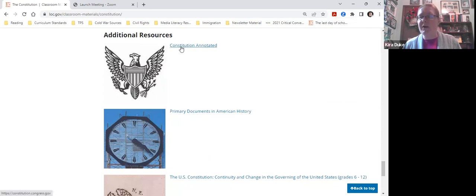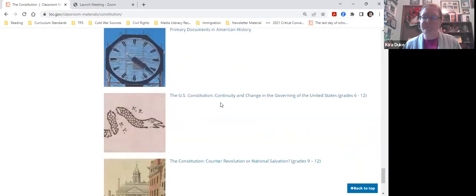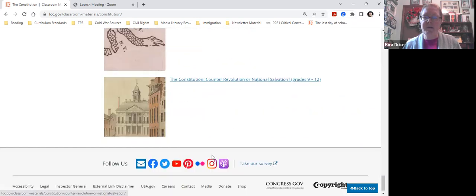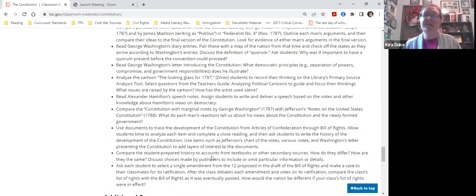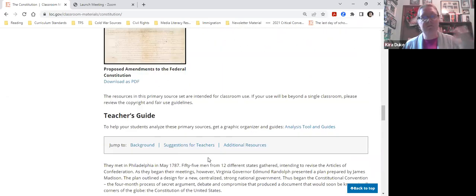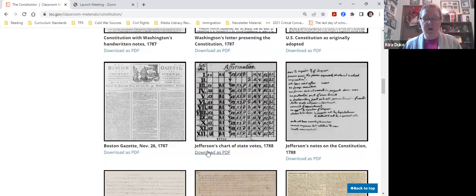And so we can see here we have that Constitution Annotated, primary documents in American history, which is also a pretty interesting and useful feature the Library of Congress has. Here are a couple of those lesson plans that we just looked at. So again, this primary source set, real good place to get started. It's going to give you something fairly manageable.